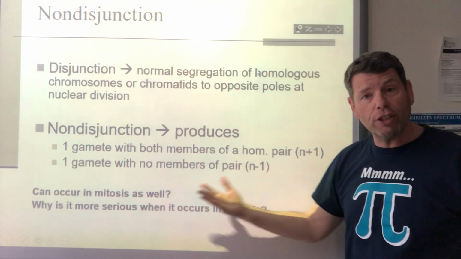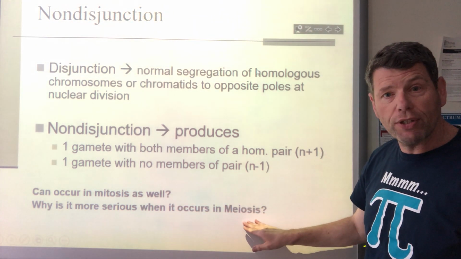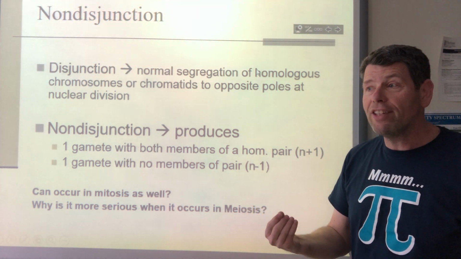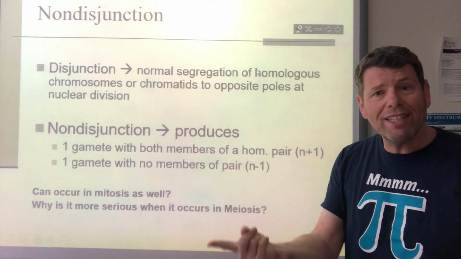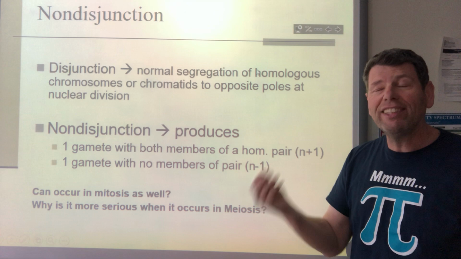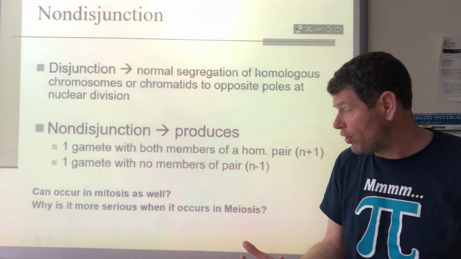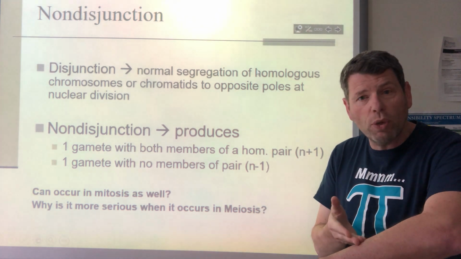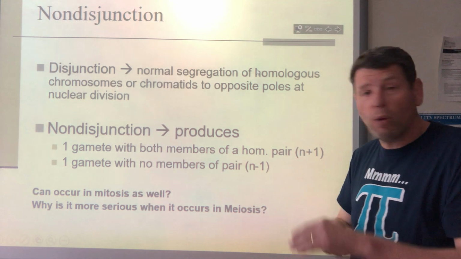And yes, it could occur in mitosis as well, but why would it be more serious if created in meiosis? Well, remember that in meiosis, you're creating sex cells. And so when the sex cells form the zygote, and you get that one cell, and that cell goes through mitosis, that abnormality would affect every single cell in that organism as it grows by mitosis. Whereas if it just happens in mitosis, say for example, in some skin cells, only a very small number of cells of that organism would be affected, as opposed to the whole organism.